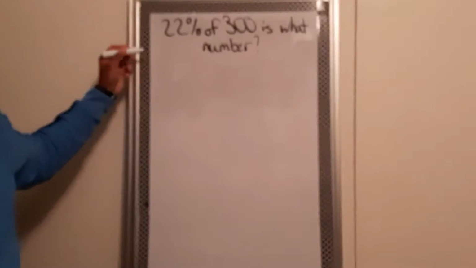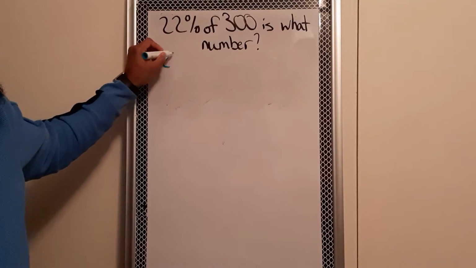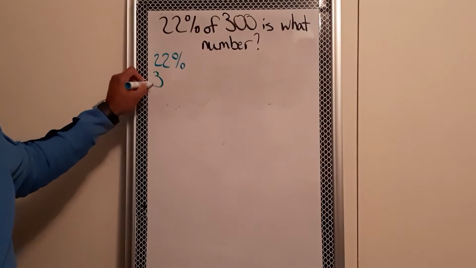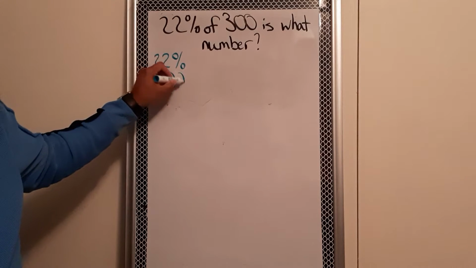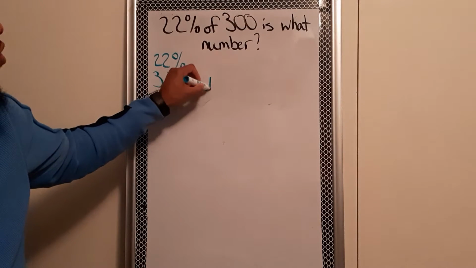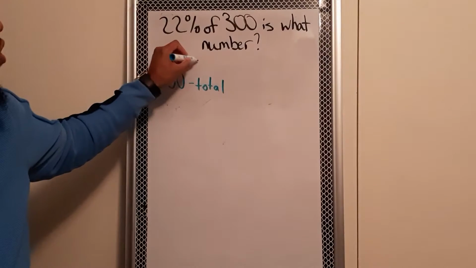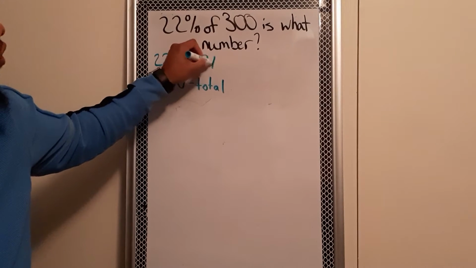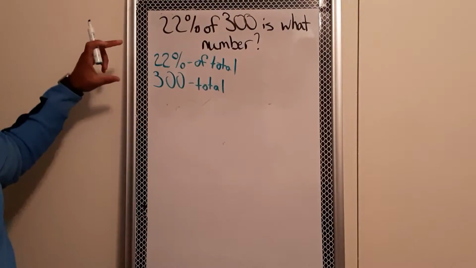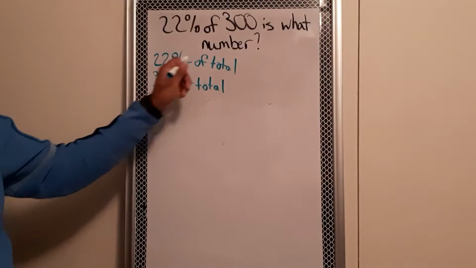So the first thing we want to do is figure out, what do we know? Well, we know that we have 22%. We also know that we have 300 as the total. 22% is of the total 300. So, after we figure out what we know, what do we need to know? We need to know what number represents this 22% of the whole.